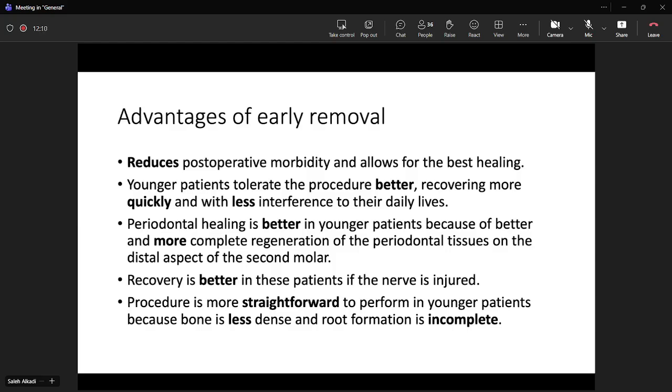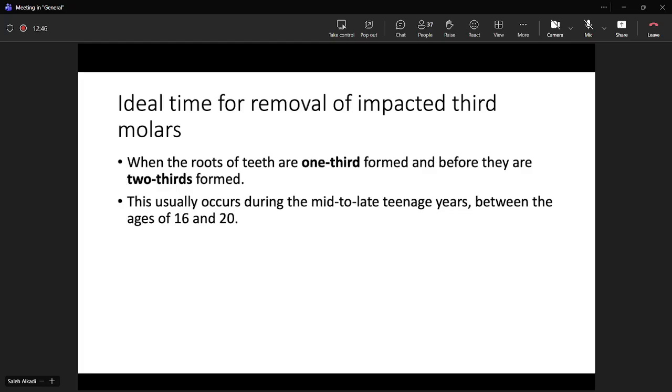In case nerve injury happens after third molar surgery, nerve healing would be better, and the prognosis is better in this case. Also, the procedure will be more straightforward if we perform it in young patients, because the bone is less dense compared to the older population, and the root formation in younger patients is incomplete. So this makes the surgical procedure easier. I'm going to talk about this in detail later in this lecture.